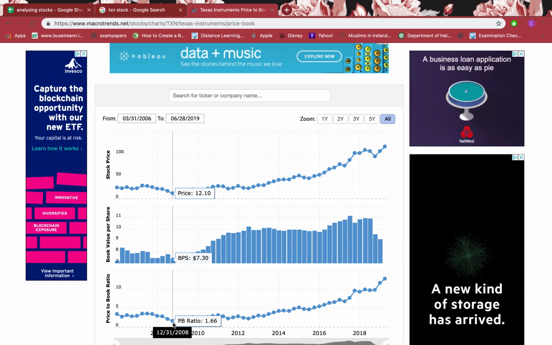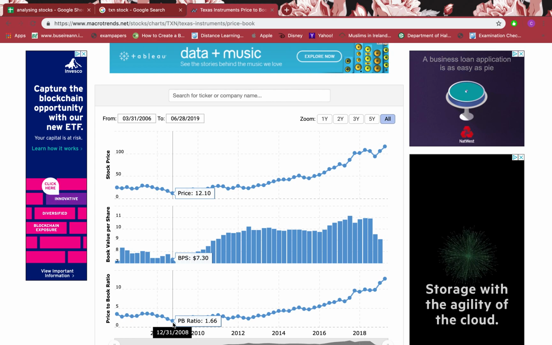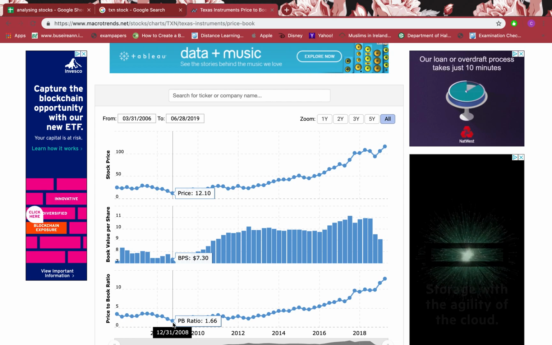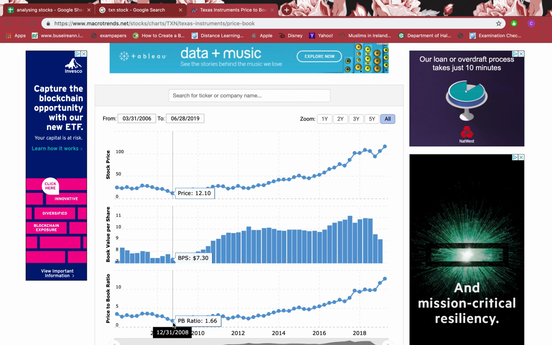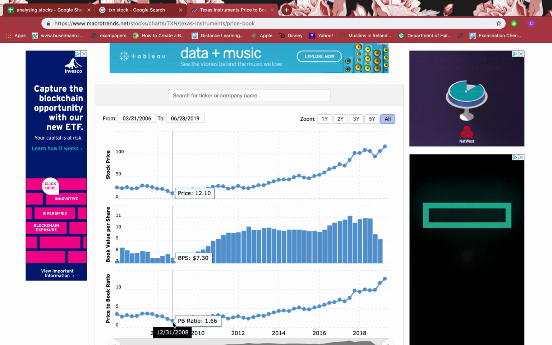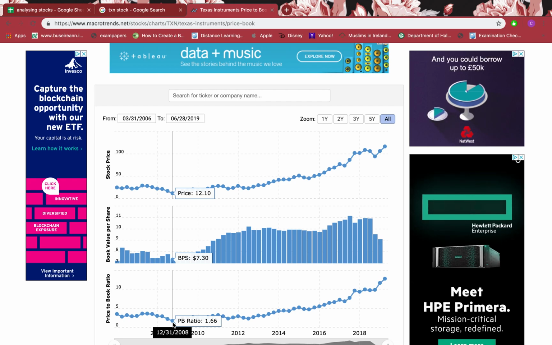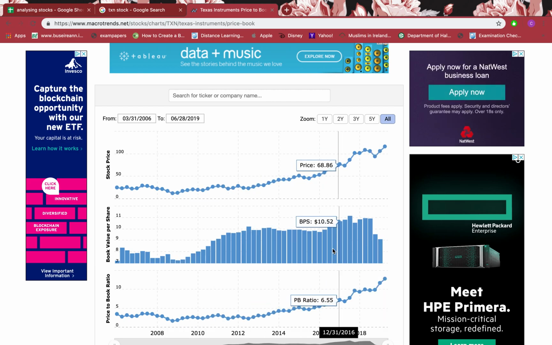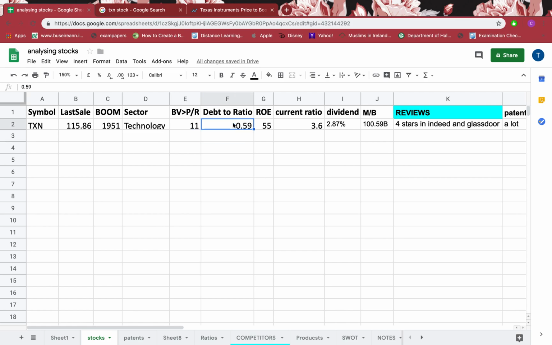And so that's not the ideal even, but still it's 1.66 times more than what it should be. And so that's the lowest that it's gone. So right now the stock is very expensive. Ideally it should be zero, which means you're buying for equal price as the stock should be.